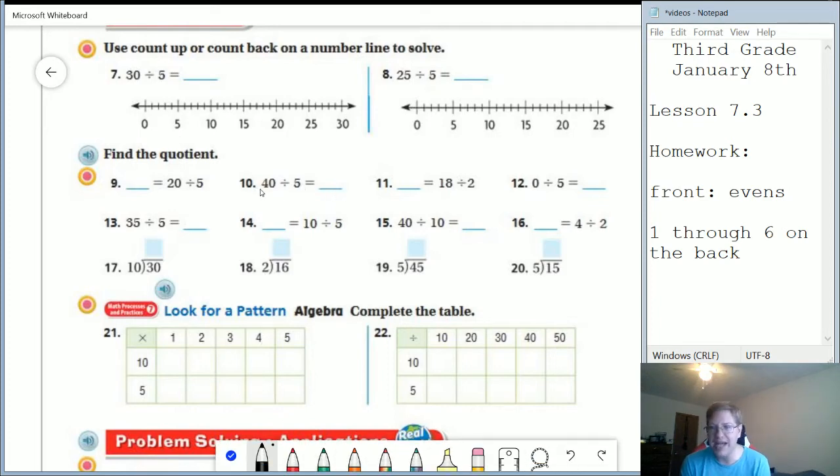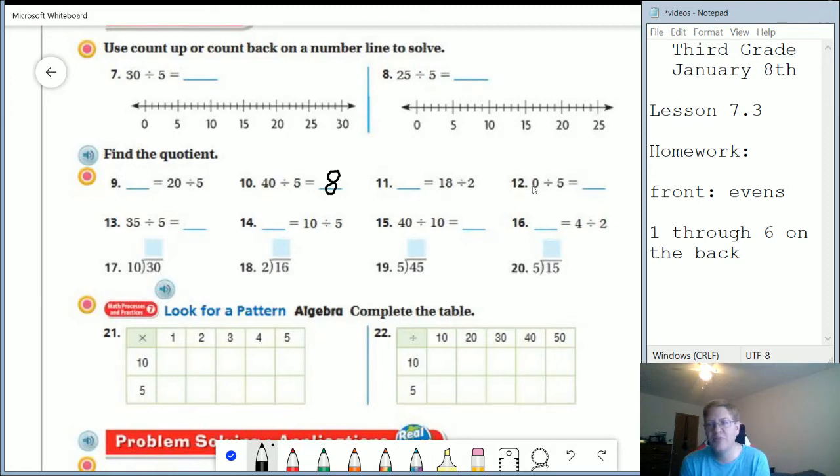So what I would ask you is, how many times can we count by 5 to get to 40? Another way that I might ask that is, how many times does 5 go into 40? Either of those would be kind of the same question, but using slightly different words. So if I were to count by 5s, I can go ahead and find my answer. That would give me 5, 10, 15, 20, 25, 30, 35, 40. So I can count 8 times by 5. That's going to give me a quotient of 8.